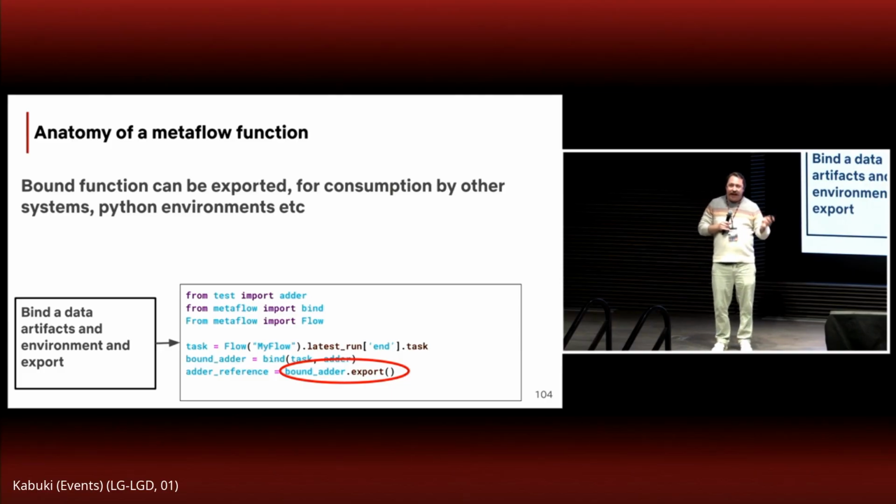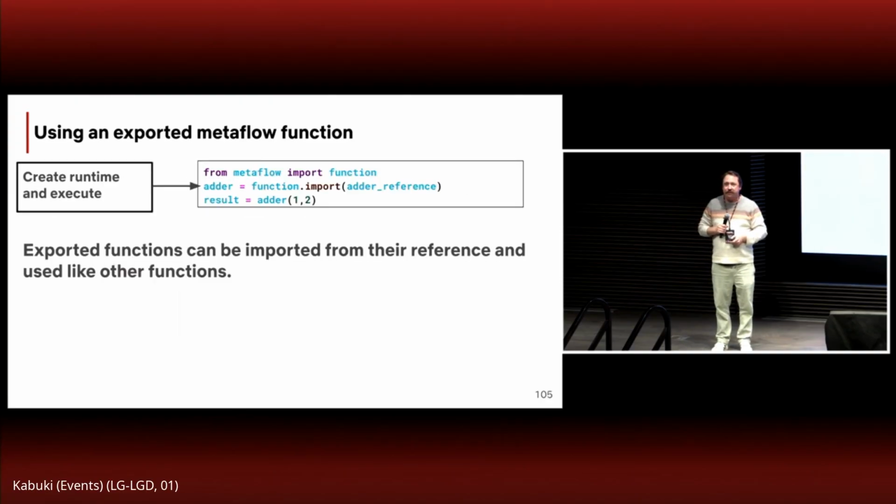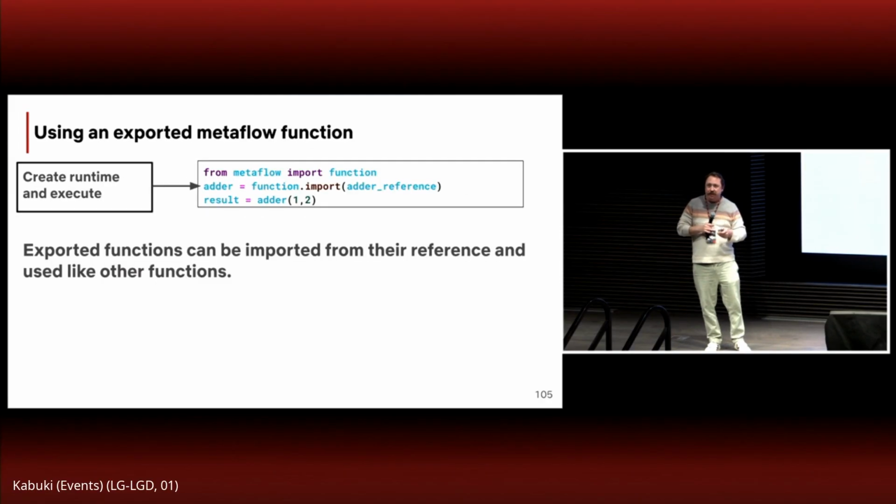I can then later export that function. Exporting it throws it into S3 someplace. We can talk about how the packaging works. And then it's kind of an immutable function blob in S3 that other people can use later. And I'll show you what the syntax looks like. So this is how you would re-import a function. You can just import Metaflow functions, call function.import, give it that reference that was returned by the export, and now you can use this function in your own environment.